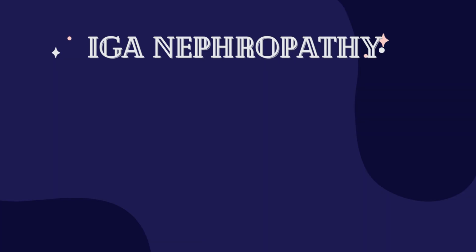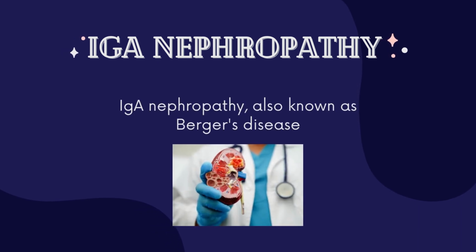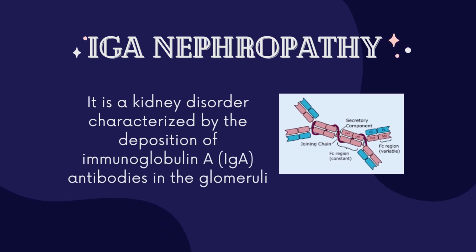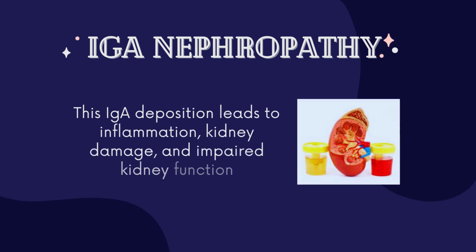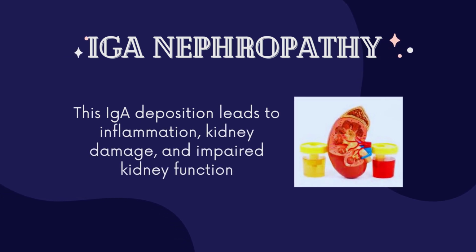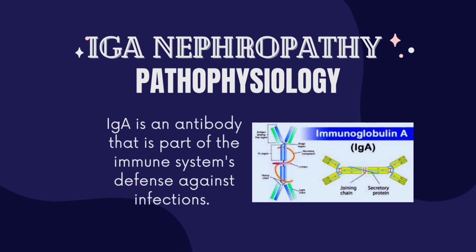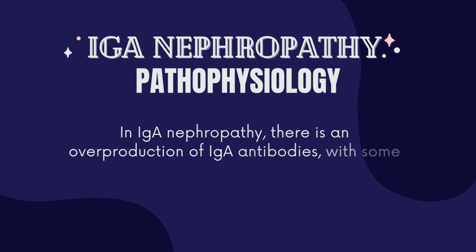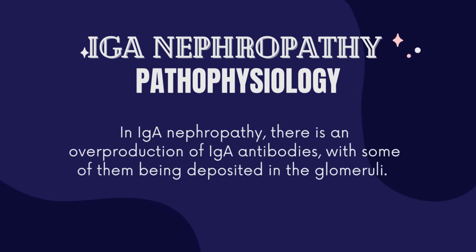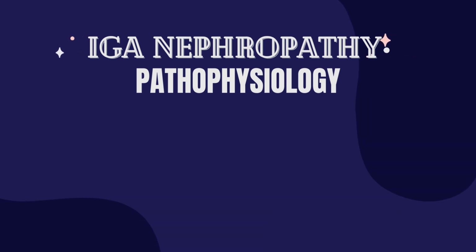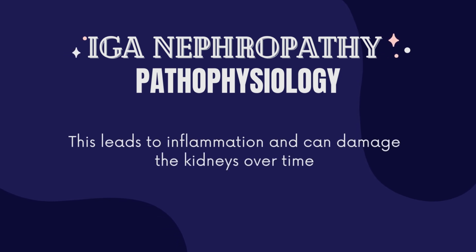Let's discuss it today. IgA nephropathy is also known as Berger's disease. It is a kidney disorder characterized by the deposition of immunoglobulin A, IgA, antibodies in the glomeruli, which is the filtering part of the kidney. This IgA deposition leads to inflammation, kidney damage, and impaired kidney function. IgA is an antibody that is part of the immune system's defense against infections. The main pathological problem in IgA nephropathy is an overproduction of IgA antibodies, with some of them being deposited in the glomeruli. This leads to inflammation and can damage the kidneys over time.